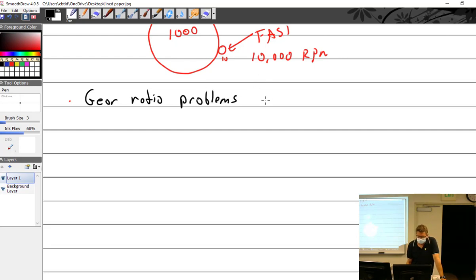Gear ratio problems are inverse, the opposite. All right. So speed ratio is the reciprocal of gear ratio.